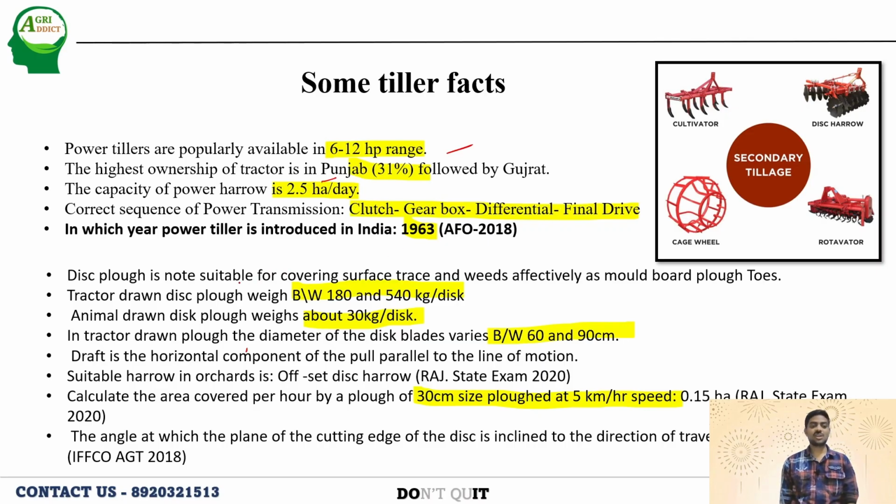Okay. In which year was the power tiller introduced in India? Very important. It was also asked in a previous AFO exam. In 1963, it was introduced. Similarly, for a few of the factual data I have mentioned, please go through this, pause the video and make a note, because there is nothing to explain in this. I feel you can ask any doubts regarding this session in the comment box so that I can help you in answering your doubts.